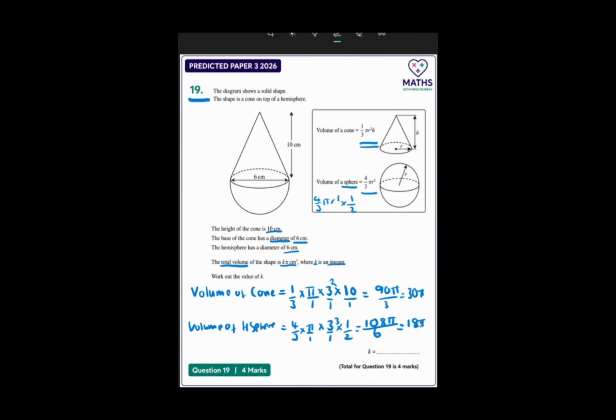Now I want the total volume, so I'm going to write total down here, and that is 30 pi plus 18 pi. So that is going to be 48 pi. Now don't write that as my answer because it only wants k, and k is the value that is in front of pi. So my answer is going to be 48. So if you've got 48, you can give yourself all 4 marks. If not, you get a mark for here, you get a mark for here, you'd get a mark for adding them together, and then a 4th mark for your answer. So that is question 19 for 4 marks.